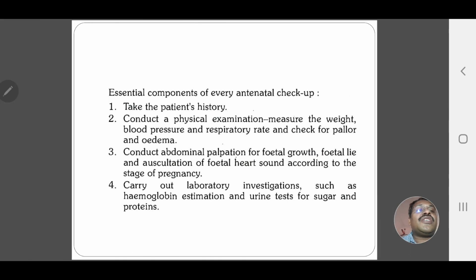So what are the essential components of every antenatal checkup? Take the patient's history, conduct a thorough physical examination, conduct a thorough abdominal palpation for fetal growth, and carry out lab investigation. So it is nothing but the same as your case sheet, history taking and clinical examination; how you do it, the same thing we have to do. We have to follow this protocol in your practice.